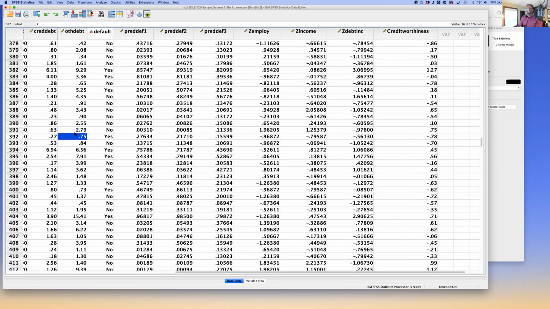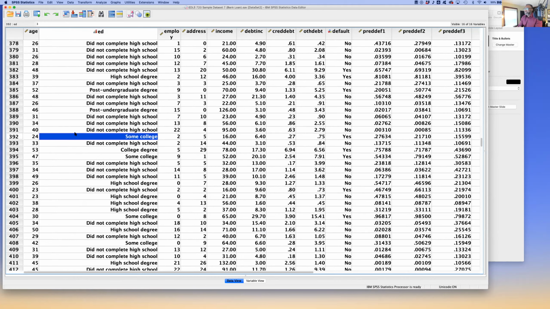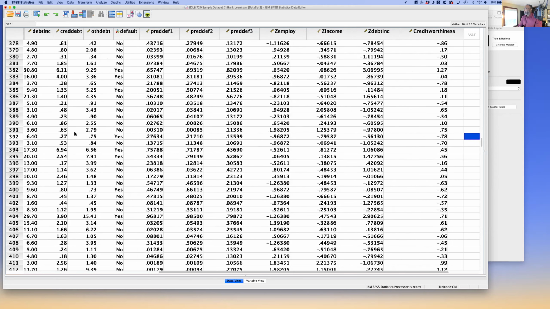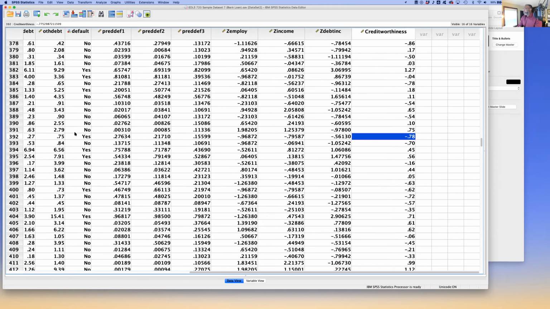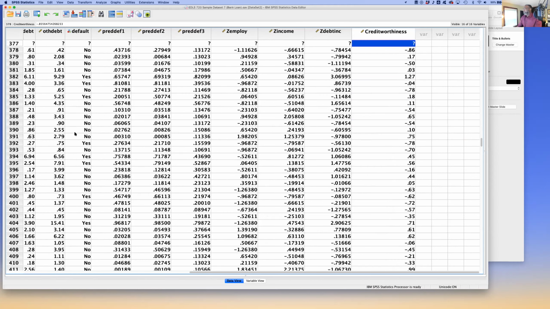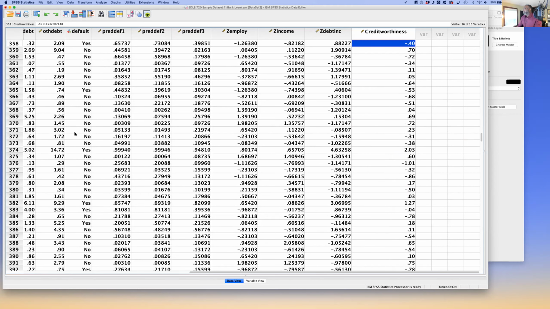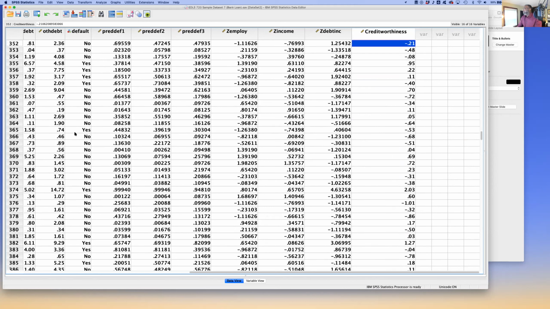Let's take a look at their education. They actually have some high school, but they've only been at their employer for 2 years. They've been at their address for 5 years. Their income is $16,000, and compared to other people, their debt to income ratio is pretty high. So in my opinion, just looking at it, they're not very creditworthy, and the math says the same thing.